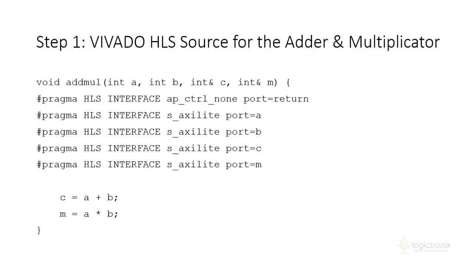This is our high-level synthesis source for addition and multiplication. This is the main function, void add_mul, for addition and multiplication. We have a and b as inputs, which are defined in integer format, and these a, b inputs will be computed for addition and multiplication results. So we have c for the addition result, and m for the multiplication result. And this is inspired from the PYNQ.io overlay tutorial.